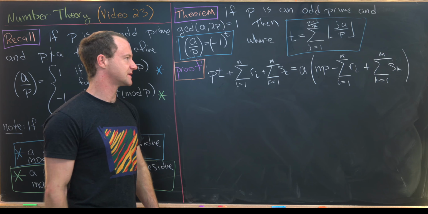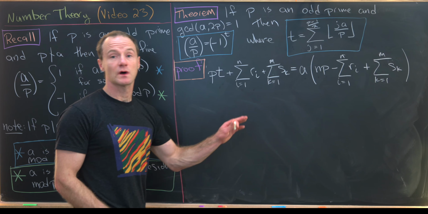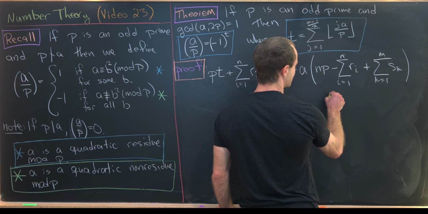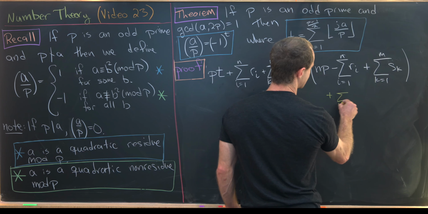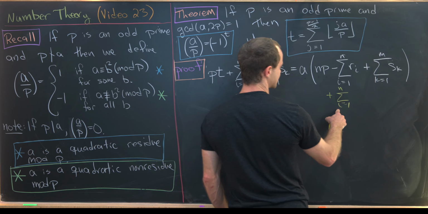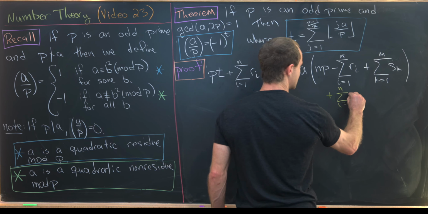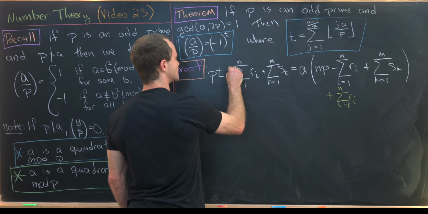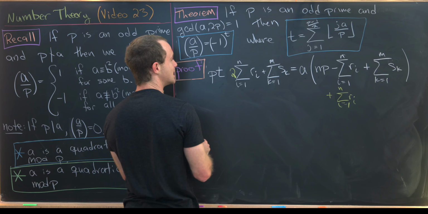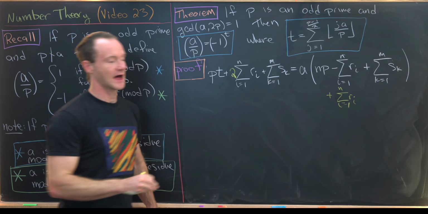Now we're going to shuffle some things around a little bit. So I'll start by adding exactly one sum of the ri's to both sides of this equation. So I've got the sum as i goes from 1 to n of ri. I need to do that to both sides of the equation. So that turns this into a 2, like that.